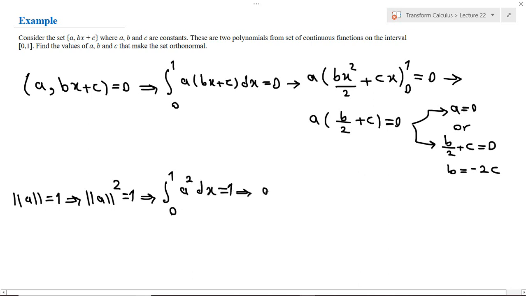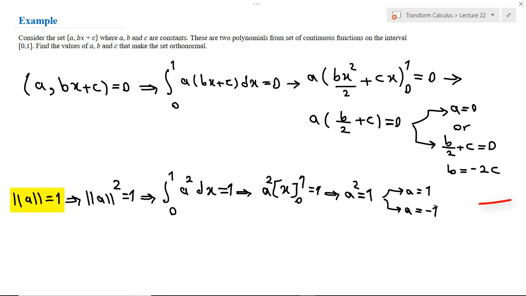So it means that a squared times x from 0 to 1 is equal to 1. So a squared should be equal to 1. If a squared is equal to 1, it means that a can be equal to plus 1 or minus 1. If norm of a wants to be equal to 1, a should be 1 or minus 1. As a result, here in the first part we said a can be equal to 0. It's not valid because a should be equal to 1 or minus 1. If a is equal to 0, norm of a cannot be equal to 1.